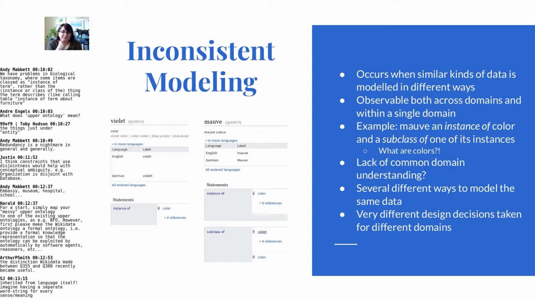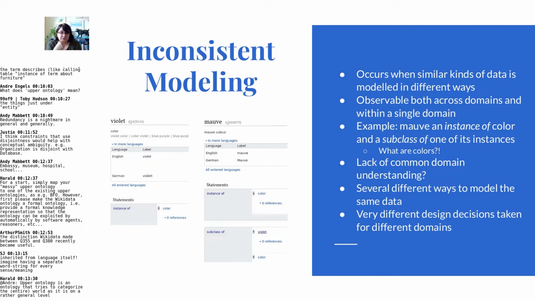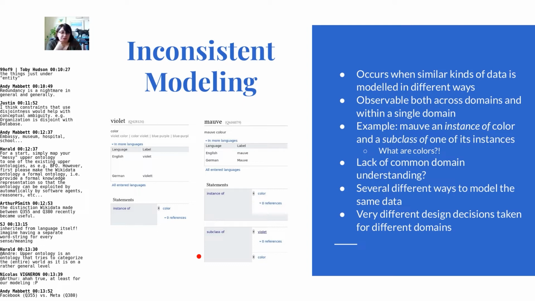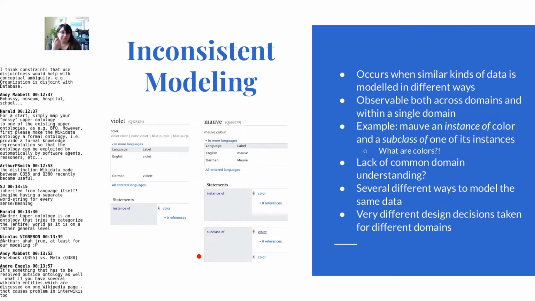And then another class of problems we have is inconsistent modeling. This occurs when similar kinds of data are modeled in different ways. We can see this both across domains and within a single domain. So here in the examples, you have mauve as an instance of color and a subclass of violet. So here we think some of this comes from lack of common domain understanding that's shared between the people working on the particular topic, or there are just several ways of modeling the same data, and we haven't figured out which one is better or the one we agree on.